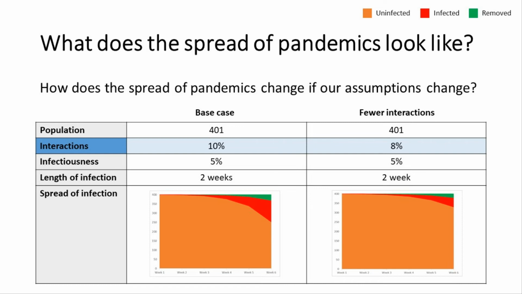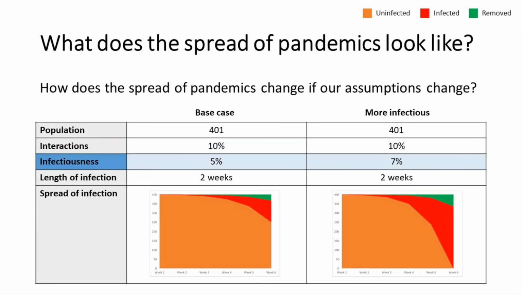How does the spread of pandemics change if our assumption about the percentage of the population that each person interacts with changes? In the model we've been using so far, we assumed that each member of the population interacted with 10% of the population during any given week. I've reduced that by 2%, and you can see very clearly in the graph the difference that's made. The infection has spread far, far slower, which can be hugely useful for the government in giving them a huge amount more time to prepare, whether that be ordering in supplies for hospitals, or more time to develop a vaccination.